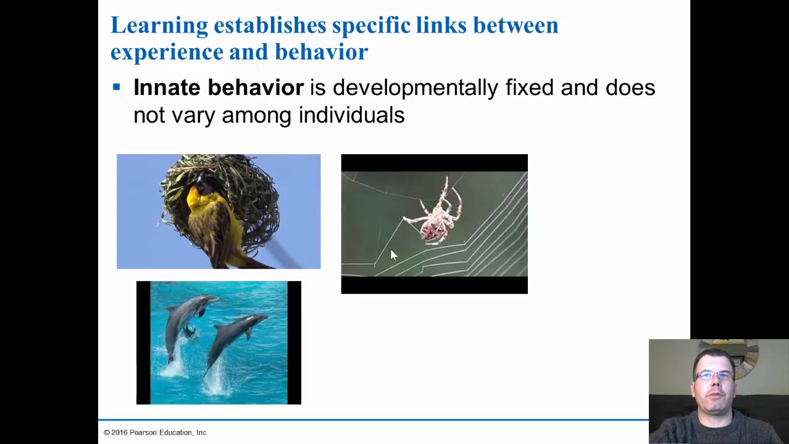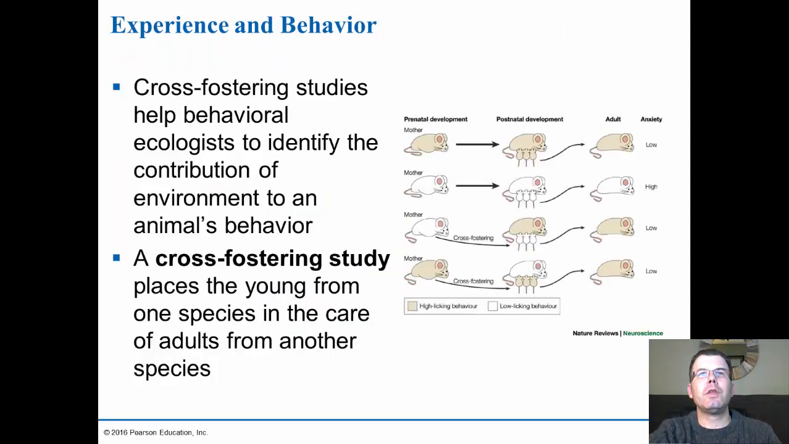A spider building a spider web, and how to build the spider web, they just kind of know. And dolphins flipping out of the water, that's just another innate behavior that isn't learned. It's just something they're born with, and then it's developmentally fixed in these cases. Now we can see in certain species that we can actually use experience to change behaviors of innate behaviors.